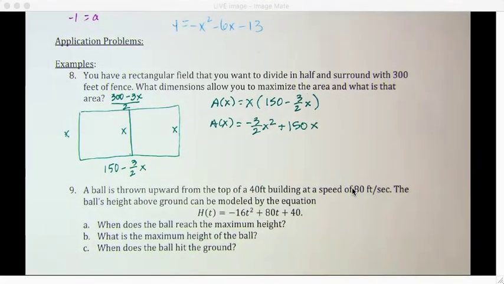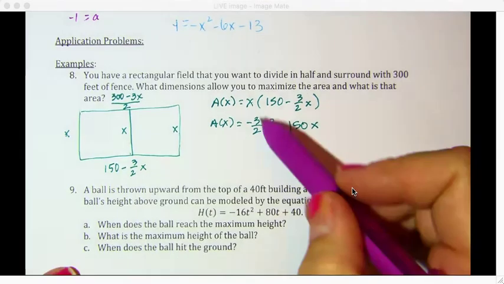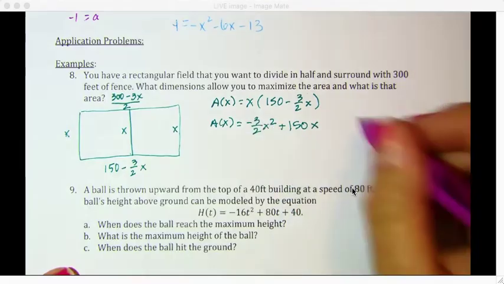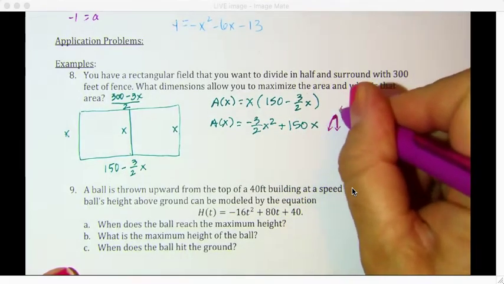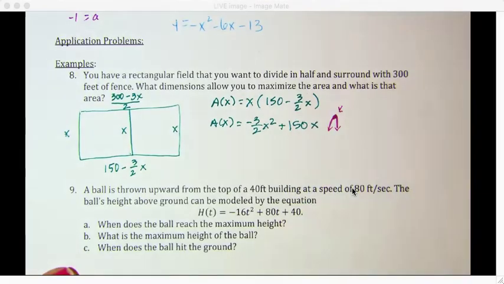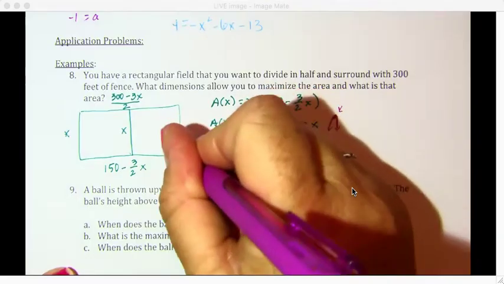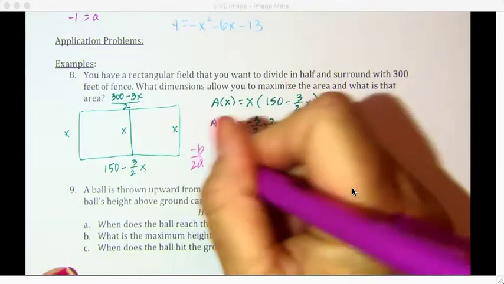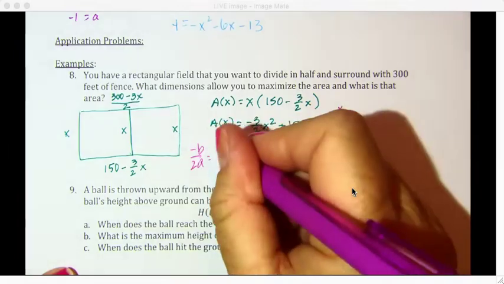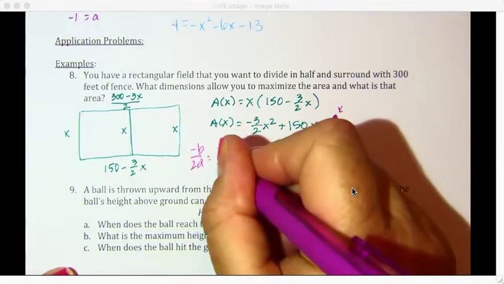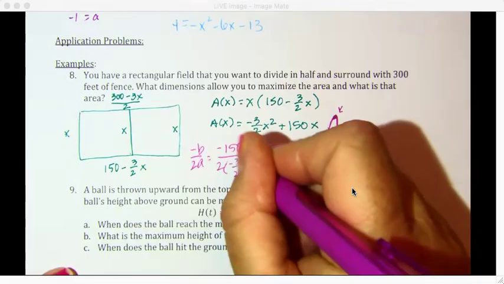And I want to find the maximum of that parabola. Well, knowing that this parabola is going down because it's negative, that vertex will give me my maximum. So I'm going to try and find that vertex. So negative b over 2a will give me the x value of that vertex. So negative 150 over 2 times negative 3 over 2.